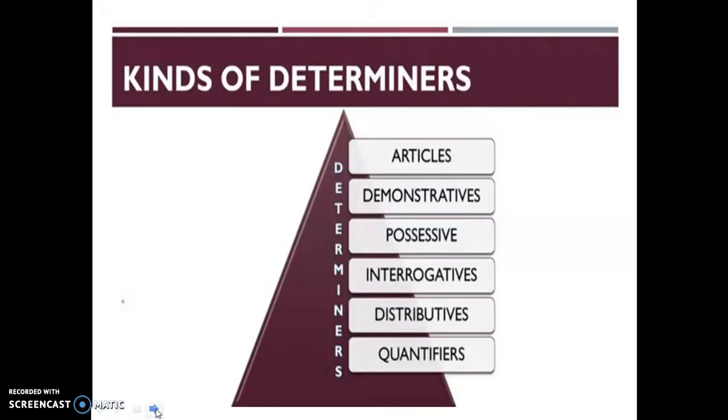Kinds of determiners. The first one is articles, then demonstratives, possessives, interrogatives, distributives, and quantifiers.